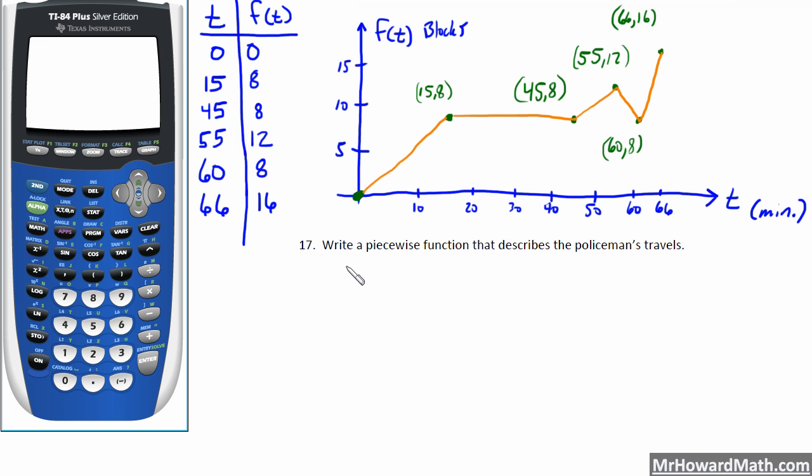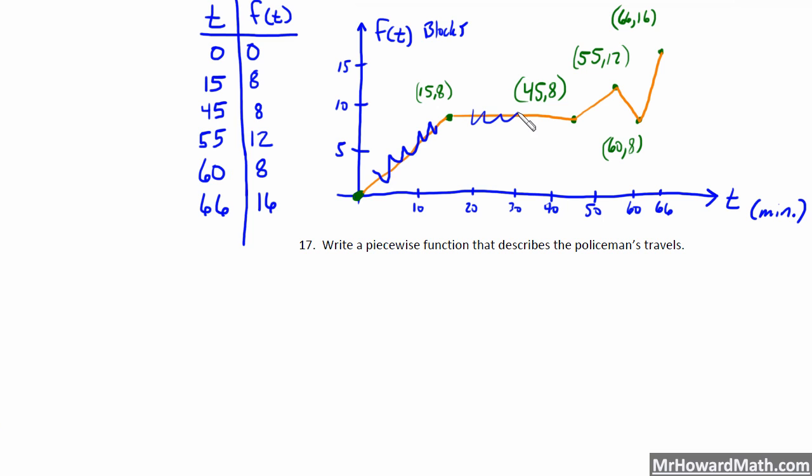All right, so question 17 says write a piecewise function that describes the policeman's travels. So we have 1, 2, 3, 4, 5 total pieces there. So we're going to have to write 5 different functions. So we're going to write P of t here, and we're going to put all the functions here, and then we'll put the domains here for each one of these segments.